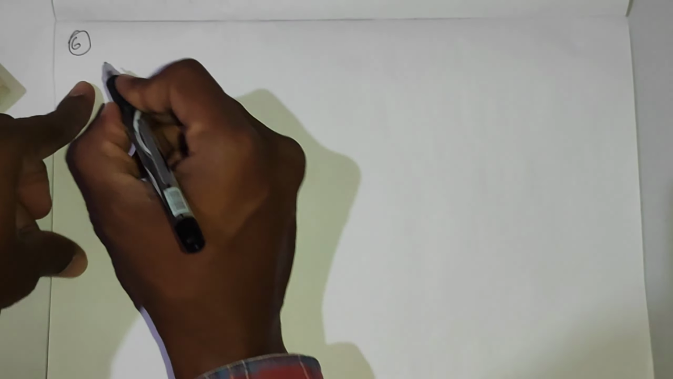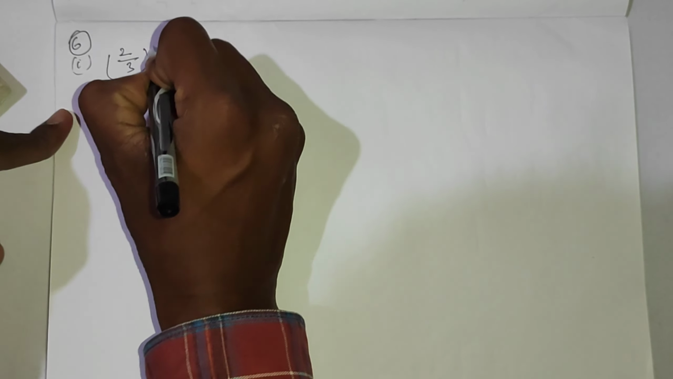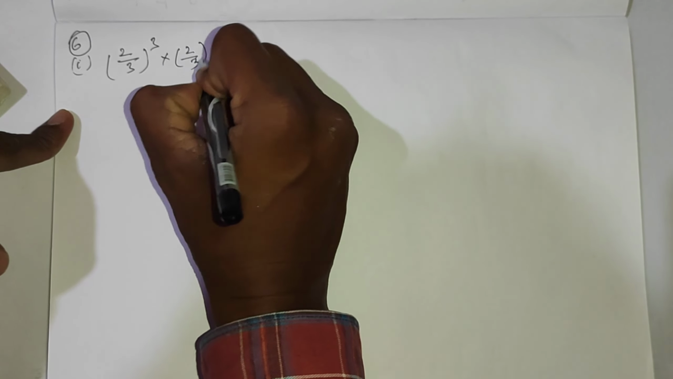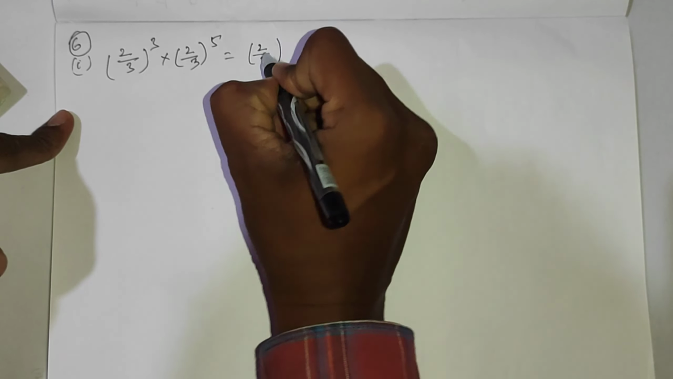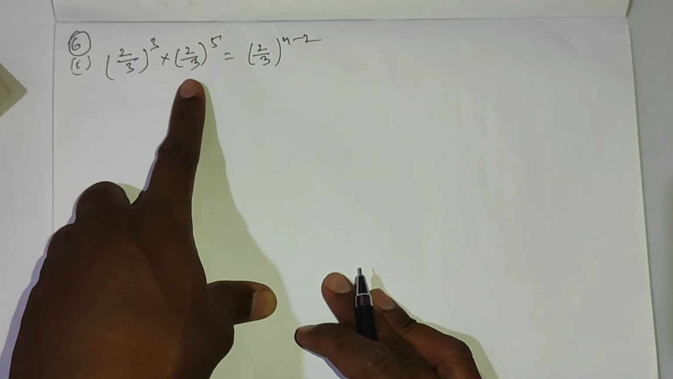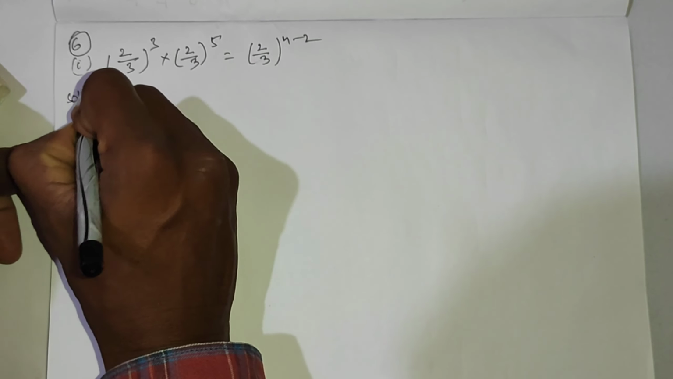The first one is (2/3)^3 into (2/3)^5 is equal to (2/3)^(n minus 2). In this case, we have to find the value of n, and we'll do the solution here.